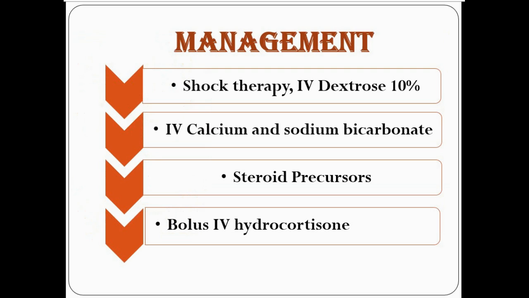We started management of this patient with a bolus rehydration for the shock therapy, IV dextrose 10% for correction of hypoglycemia, and the anti-hyperkalemic measures in the form of IV calcium for the cardiac protection, and sodium bicarbonate for the shift of the potassium from the extracellular side to the intracellular side, and we did withdrawal of the steroid precursors, and we started a stress dose of bolus hydrocortisone.